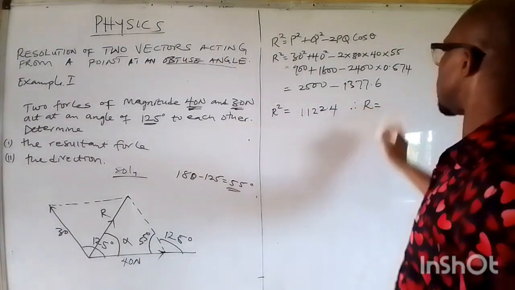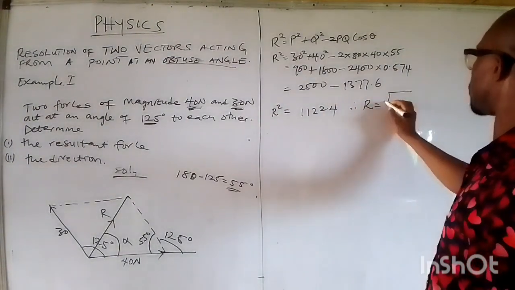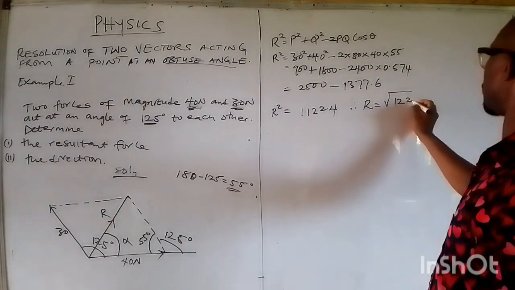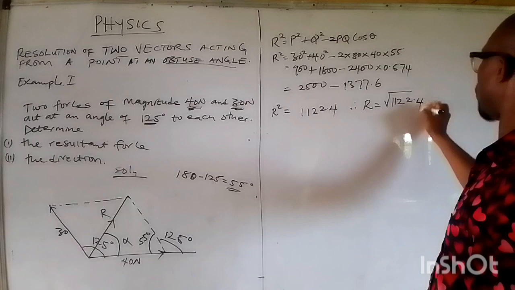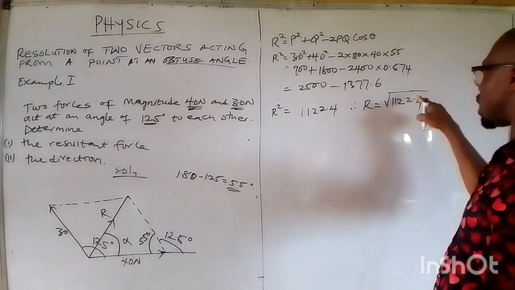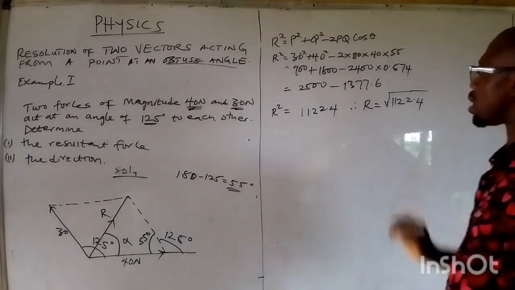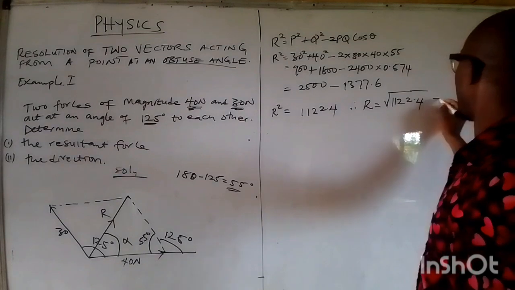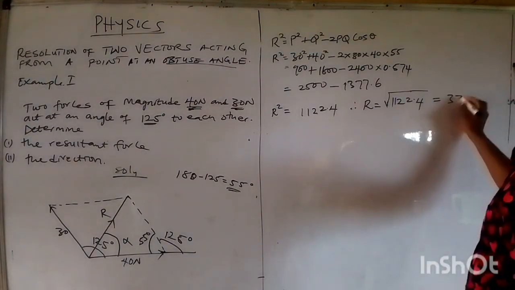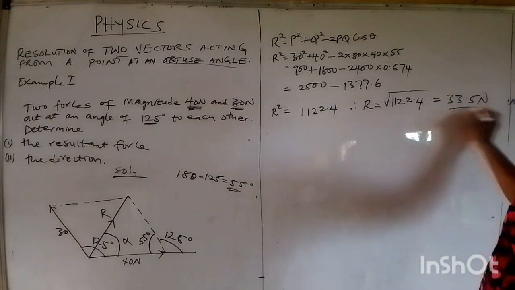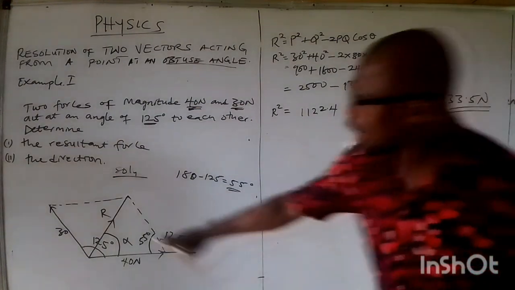Therefore, R itself will give us the square root of 1,122.4. Please always ensure that your square root is covering everything, which will give us that our R is 33.5 Newtons. That is our R.